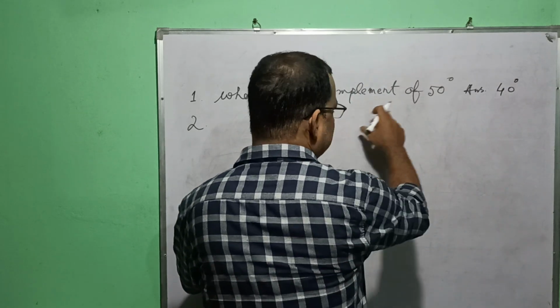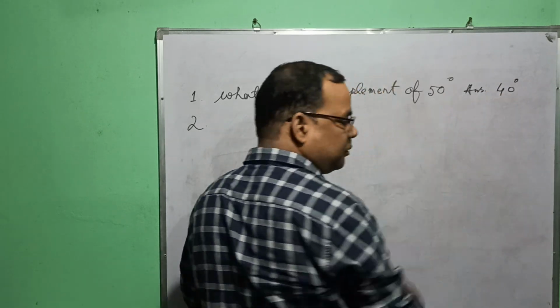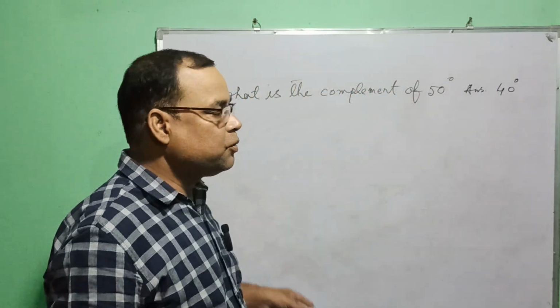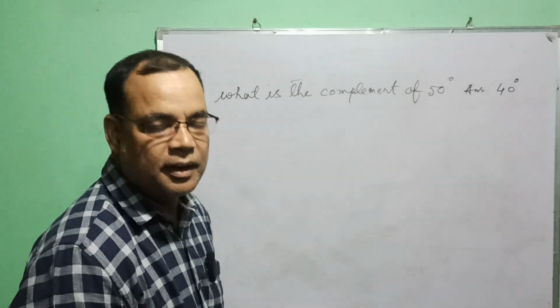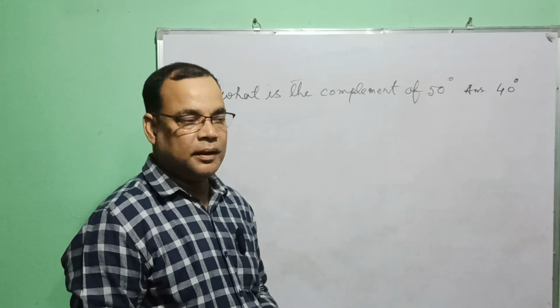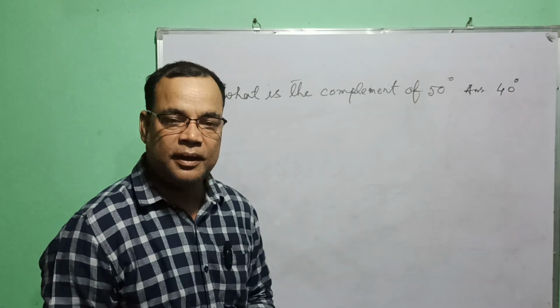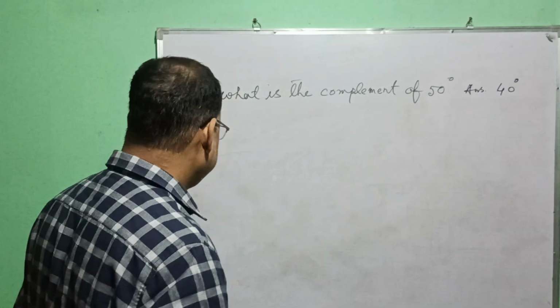Then what is the complement of 40 degrees? Definitely it will be 50 degrees. Then what is the complement of 0 degrees? The answer will be 90 degrees. And what is the complement of 90 degrees? The answer will be 0 degrees.